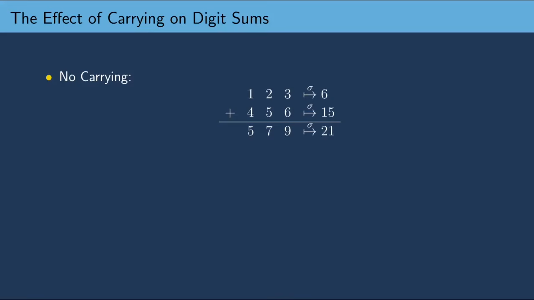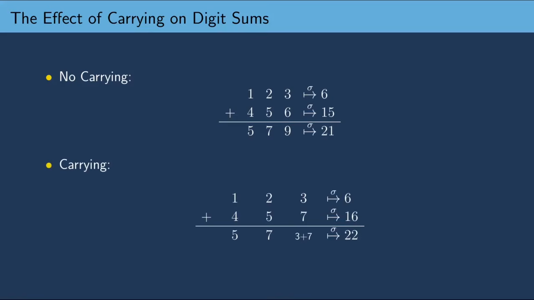Each digit in the result is the sum of the corresponding digits in the addends. So the sum of all the digits in the result is the sum of all the digits in the addends. Now suppose we do an addition problem with carrying, 123 plus 457. If we just add along each column, the digit sum of the result is still the sum of the digits of the addends, if we leave 3 plus 7 as 10, as opposed to doing the carrying yet.